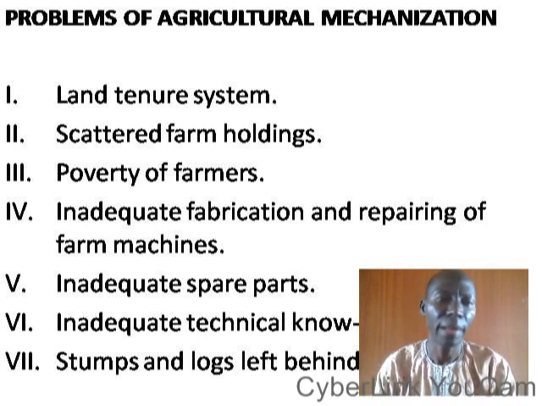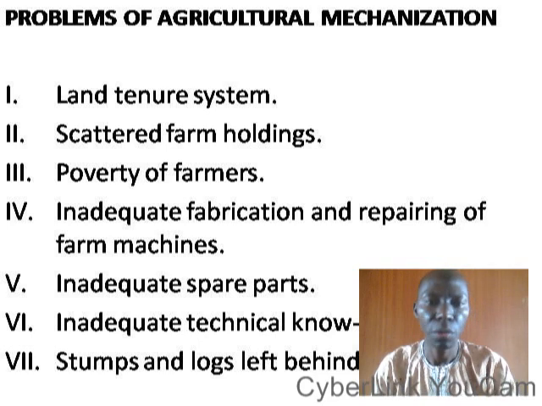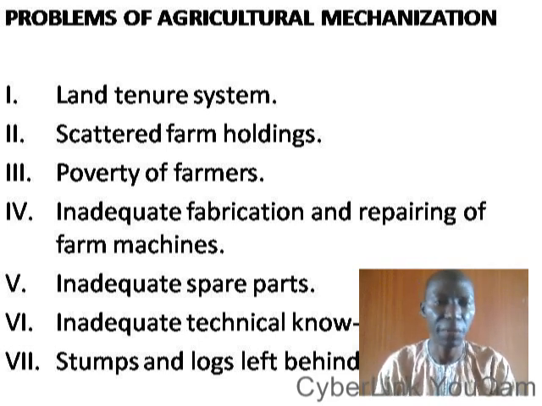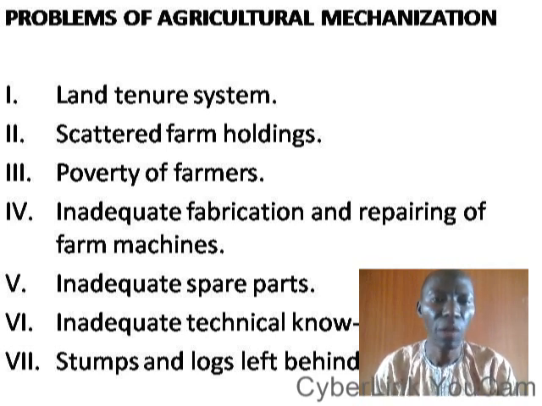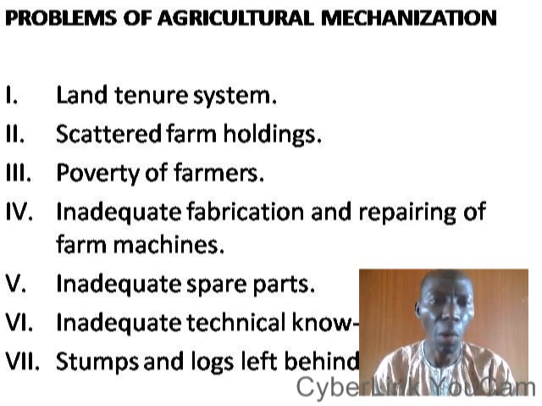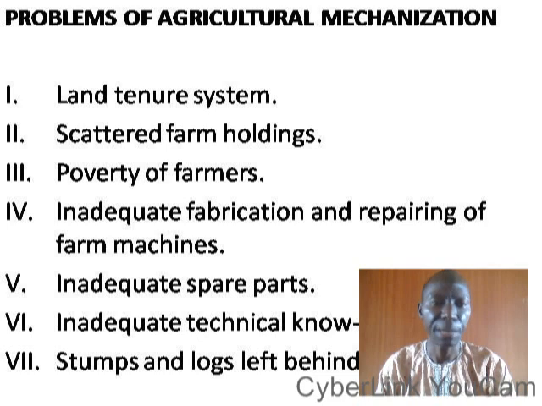This is why it is a problem. Number 2, scattered farm holdings. For example, a farmer may have 5 hectares of land, but these 5 hectares may not be in one geographical place. They may be 1 hectare in one place, 2 hectares in another place. So to carry out some operations will be very difficult since they are not together.